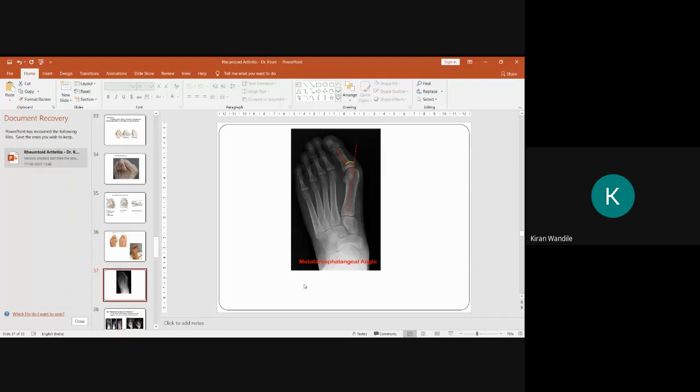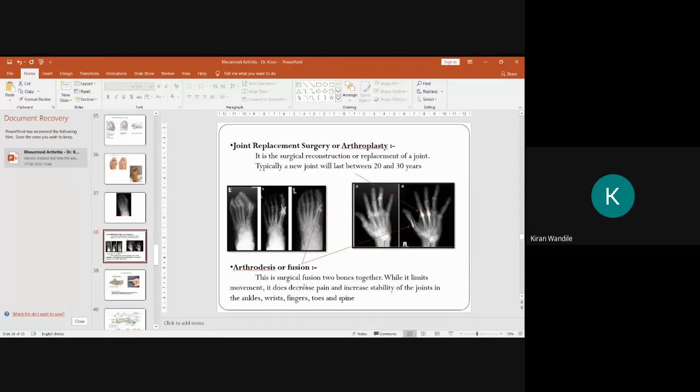So you need to calculate the metatarsophalangeal angle. Normally, what is the normal angle? And when do you call it hallux valgus? When this angle crosses this many degrees, it is called hallux valgus. You may write down your answers.